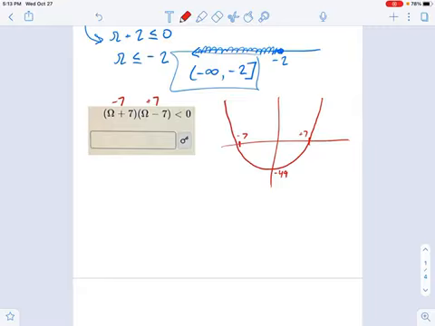And I would say, where is this graph less than 0? Well, it's this whole region in here, right? And the way you would say that in interval notation is this. You would say negative 7 to 7.